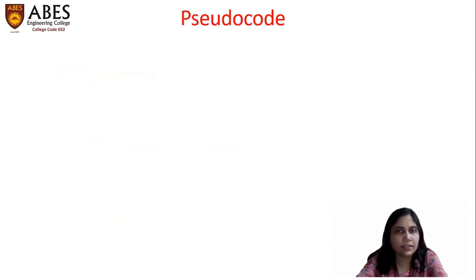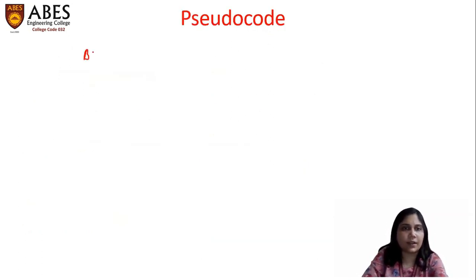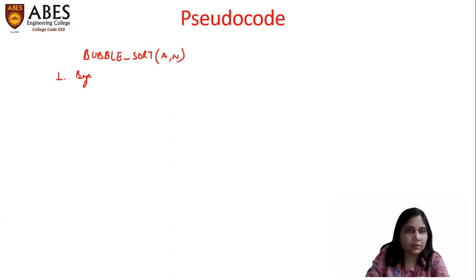Fine. So let's write the pseudocode for this one, so that it will be easy for you to understand and write this code in any programming language. Bubble sort. For this, I need an array, n number of elements. Begin. Input an array.